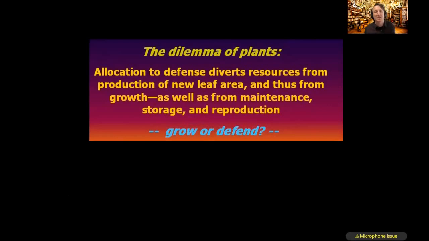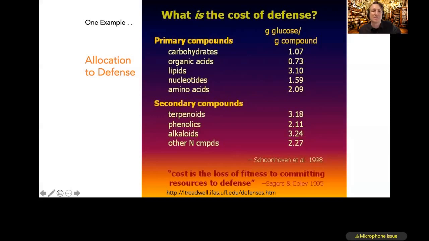So secondary chemistry is expensive in terms of carbon and energy. And that's carbon and energy that could be devoted to growing more leaf area, right? So allocation of defense diverts then from growth rate, as well as from maintenance, storage, and reproduction. So this is a dilemma. Do I grow or do I invest more in defense? Right? So what's the cost of defense?